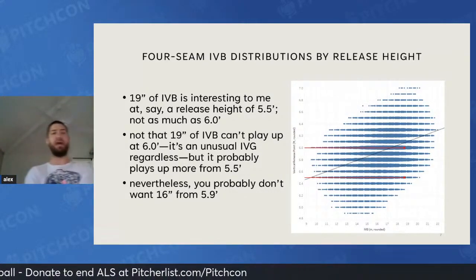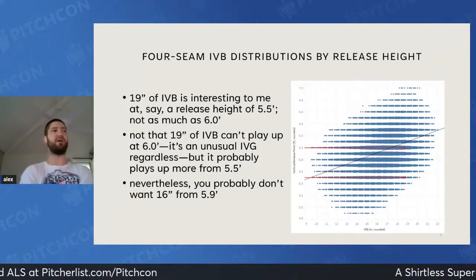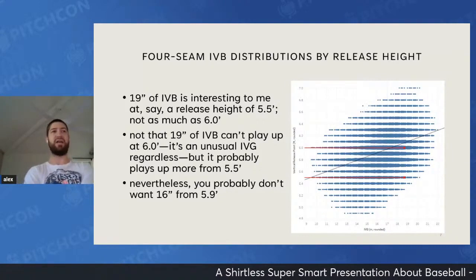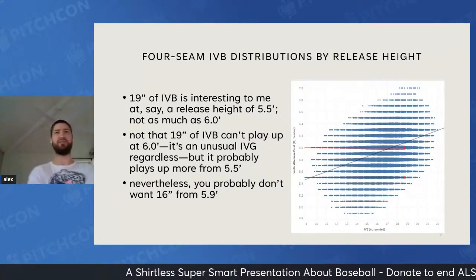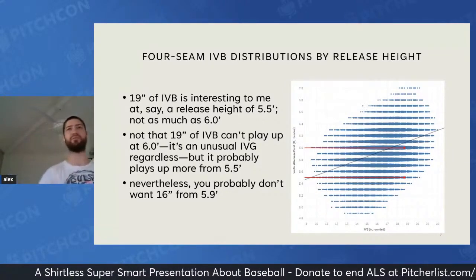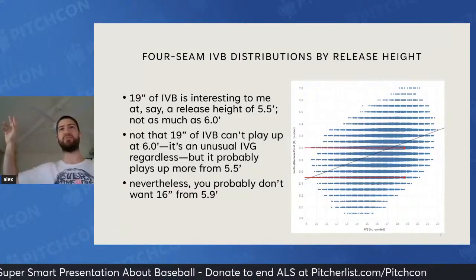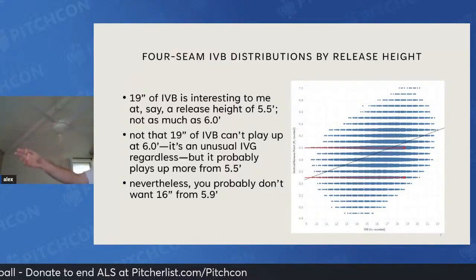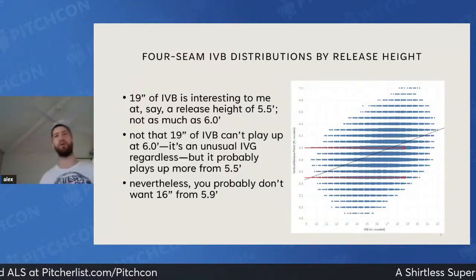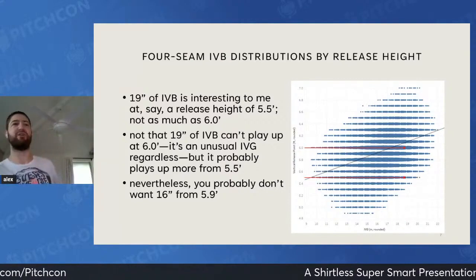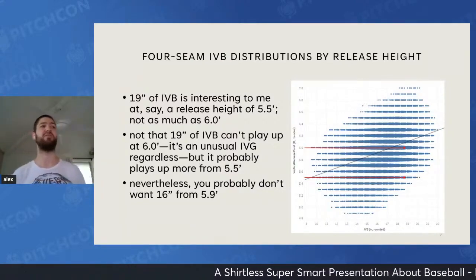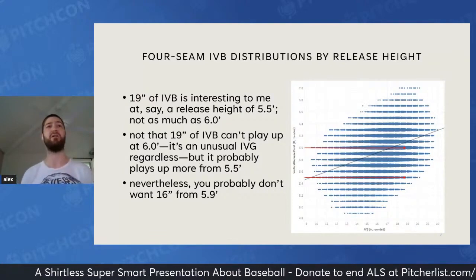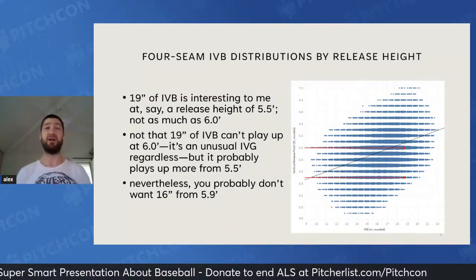And so, yeah, context is crucial, because 19 inches of IVB is really good, but it's not as interesting at a 6.0 feet release point, which would be right here, I suppose, because I'm 6 feet tall, than it is right here at 5.5 feet. People who are releasing from 5.5 feet and generating 19 inches of IVB, that's a lot more interesting and a lot more unique than it is from a much higher release point. So this kind of context is really crucial.